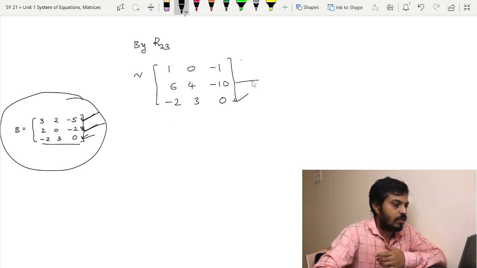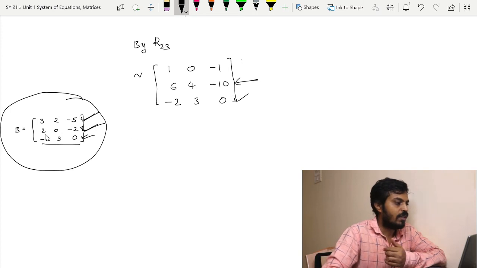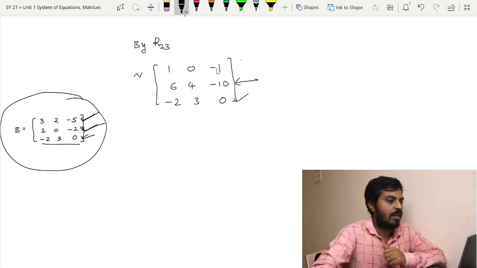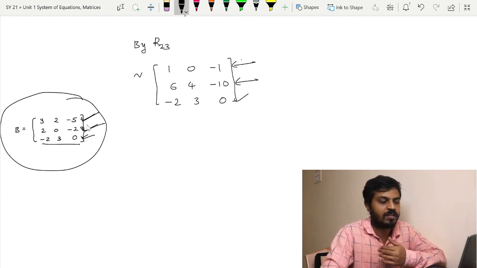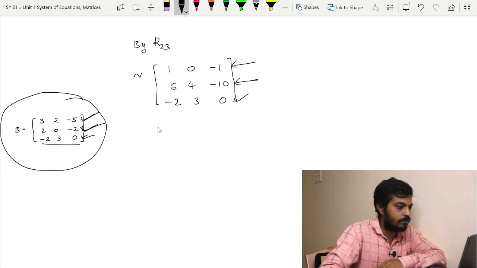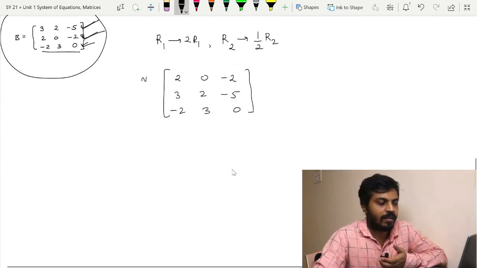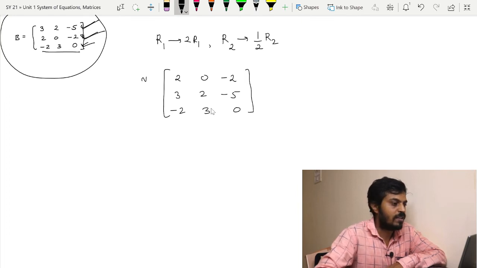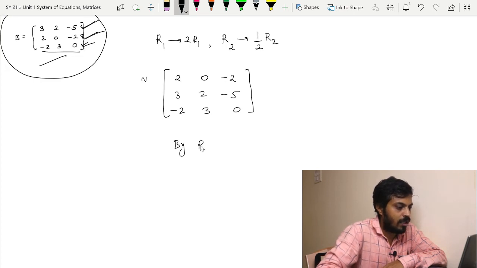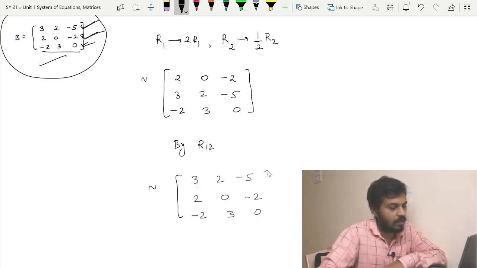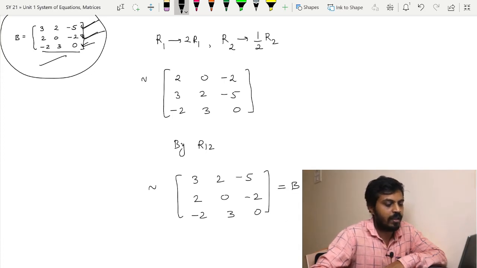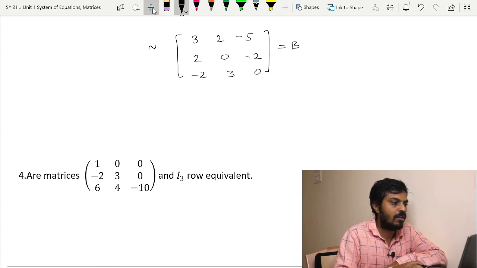So if we divide the second row by 2, then we will get 3 2 minus 5, right? And if you multiply the first row by 2, then we will get 2 0 minus 2, which I want. So let us do it then. I will get this matrix, but you can see that this matrix is not the same as the matrix B. Again we need to perform one operation: we need to interchange the first row and second row. So I will say R1 2, and which is nothing but the matrix B, and therefore we can say that A and B are row equivalent.